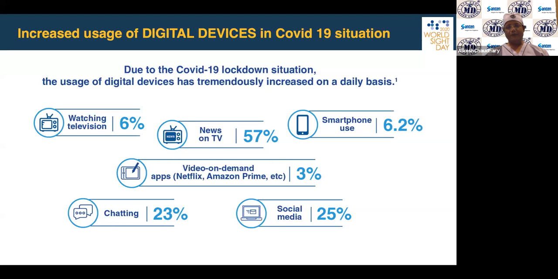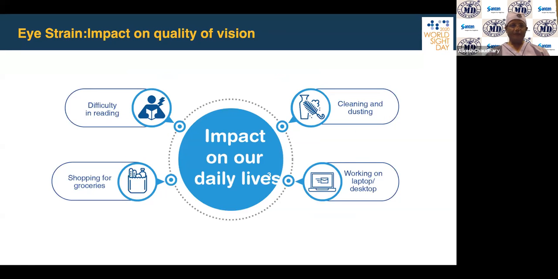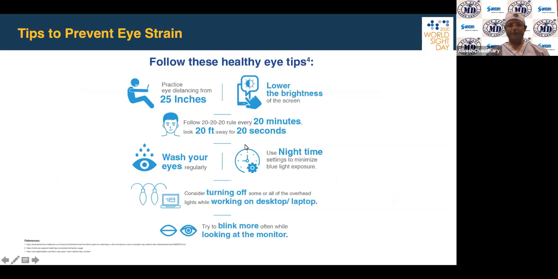Secondly, every half an hour of work, take a break of 5 minutes and close your eyes. Besides this, you can use lubricant drops to lubricate your eyes, because constant watching of a computer also leads to dry eye. It causes difficulty in reading and impacts our daily lives, like shopping for groceries and working on a laptop.